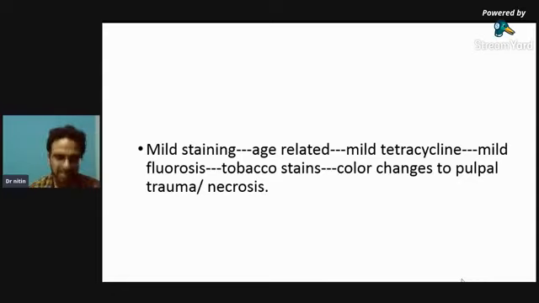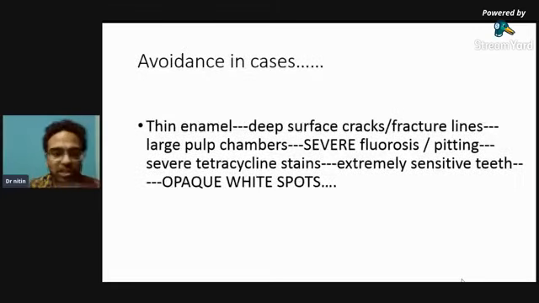Mild fluorosis case, yes, definitely, जिसमें light yellow brown stains हैं, tobacco stains, okay, and color changes to pulp following trauma or necrosis. So these are the cases in which there is mild discoloration and we can go for home bleach. And very important to avoid the cases which have cracks, which have fracture lines, severe fluorosis cases or severe tetracycline cases, because severe cases you should avoid actually. We will be discussing later in detail.